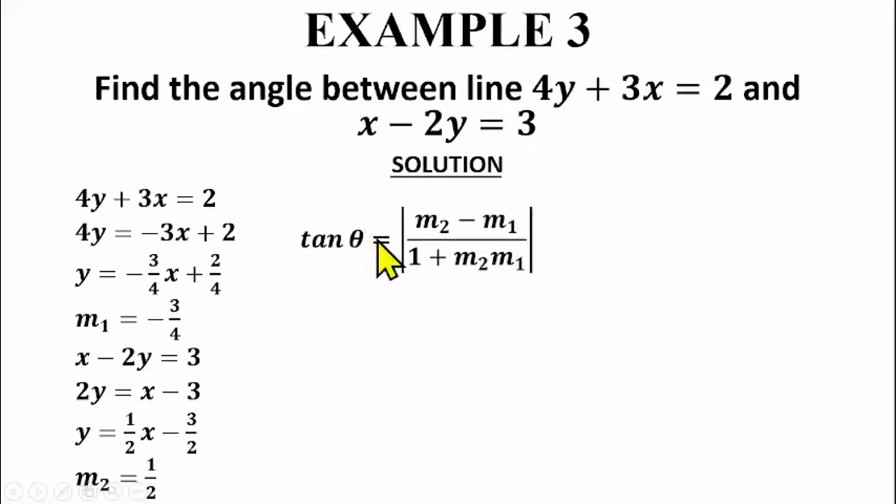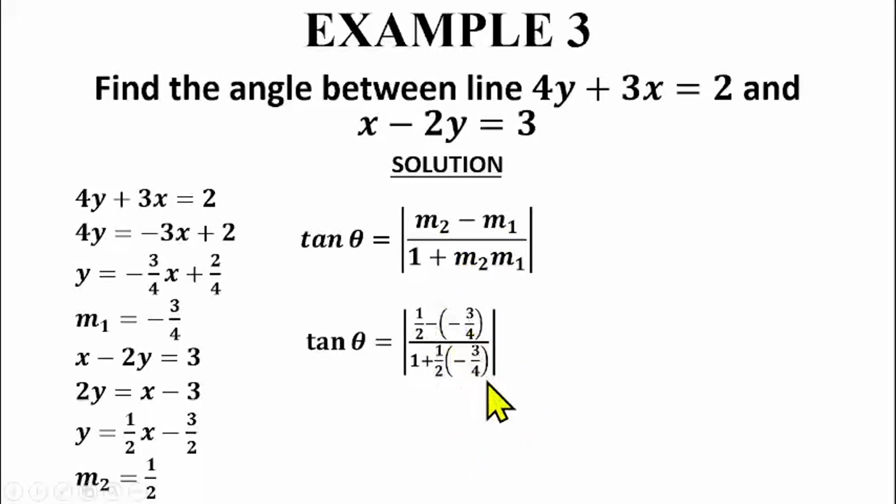So to find the angle between them, you have tan theta is equal to the absolute value of m2 minus m1 over 1 plus m2 m1. So if you substitute the values of m2 and m1 here, you have tan theta is equal to 1 over 2, which is the gradient of the second line, minus m1, which is the gradient of the first line. So we have 1/2 minus open bracket 3 over 4, over 1 plus 1 over 2 into minus 3 over 2. Having followed this formula, then you need to simplify further.